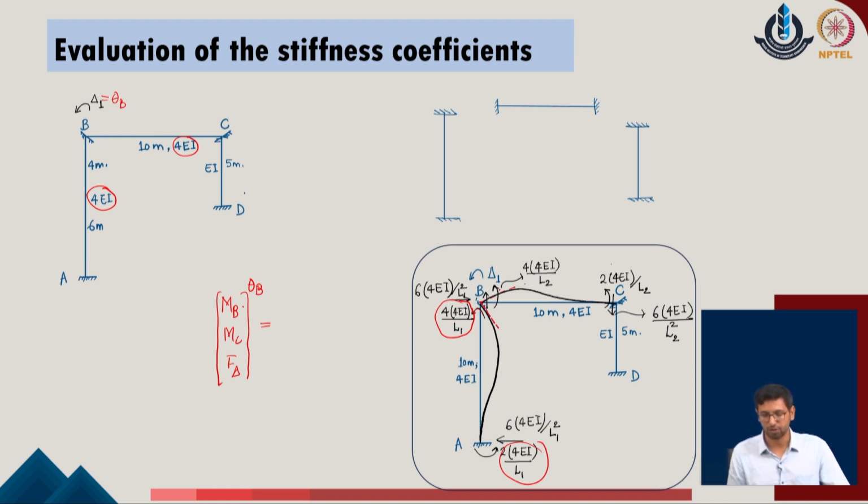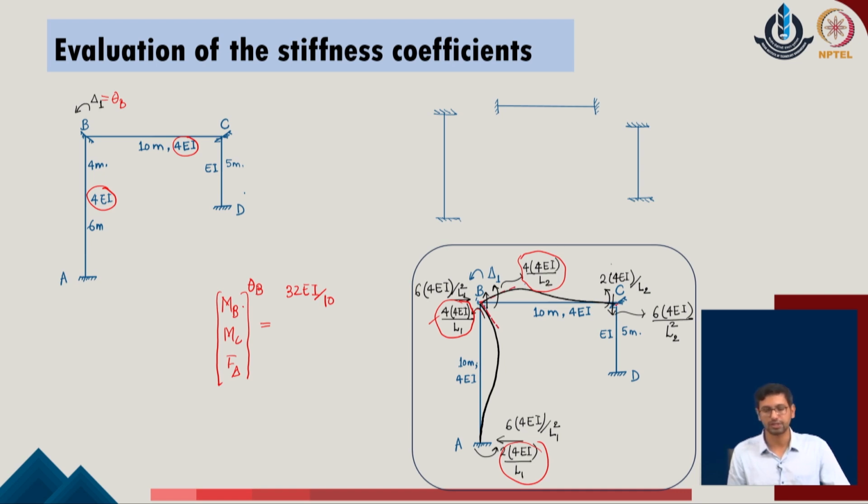Secondly, it corresponds to the second member, which is 4 into 4 EI upon L2. I realize that L1 and L2 both happen to be 10 meters. So, I will add this contribution as 32 EI upon 10 for the given problem. This is the net summation of the first moment and the second moment, which are the net moment at the joint B of the given problem.